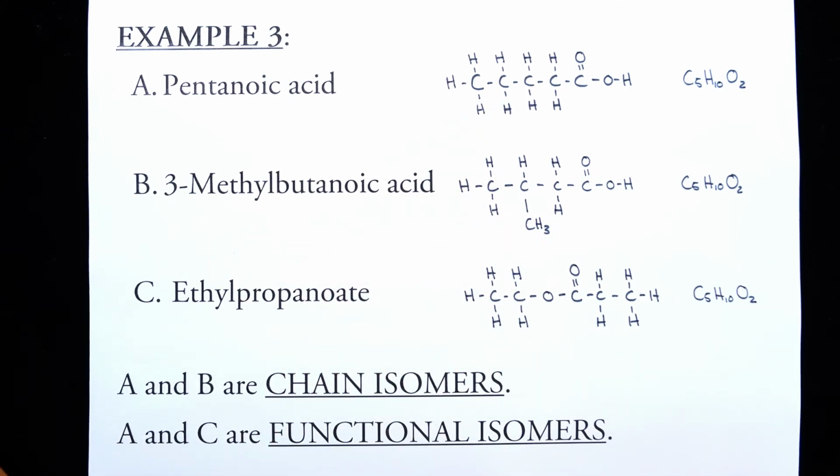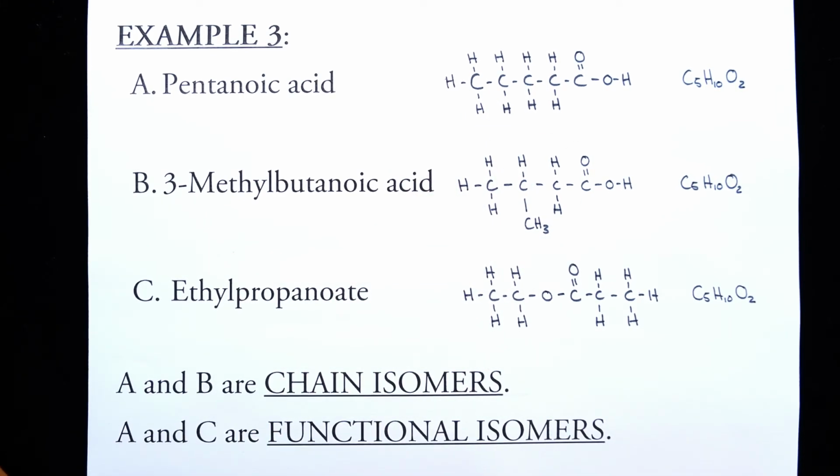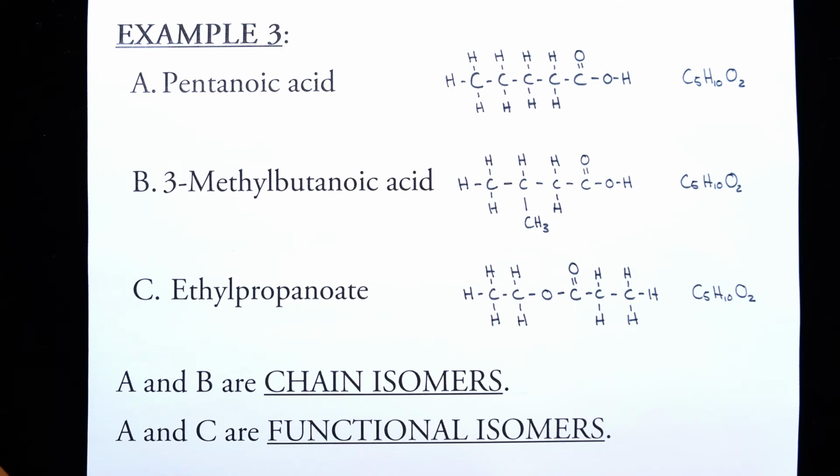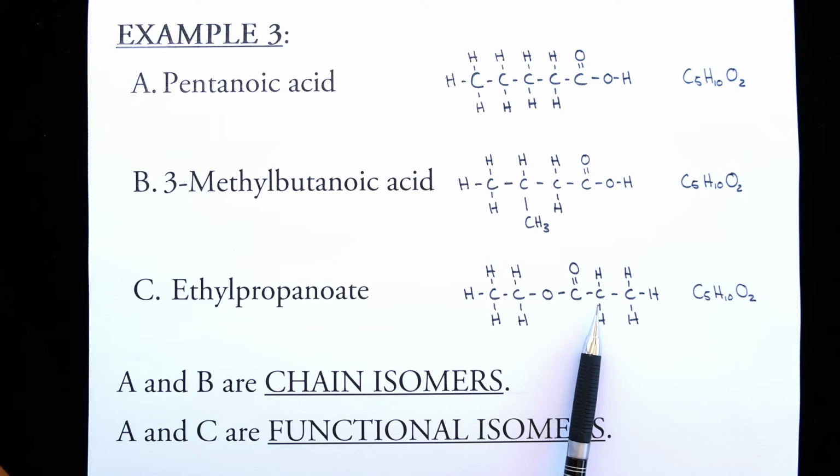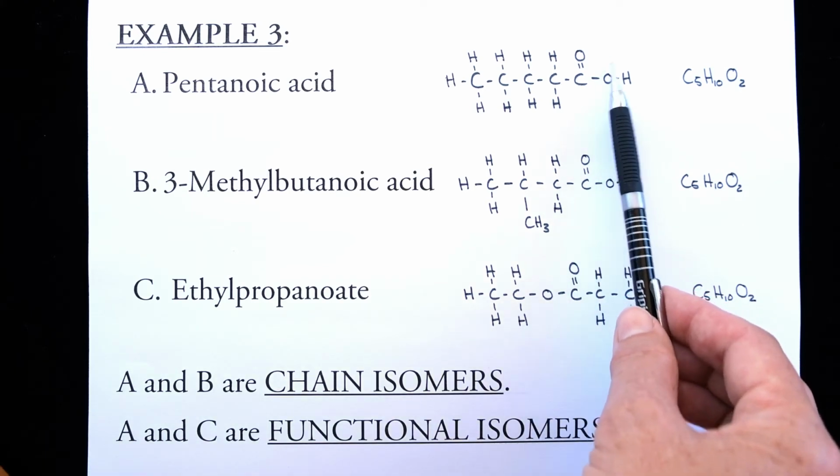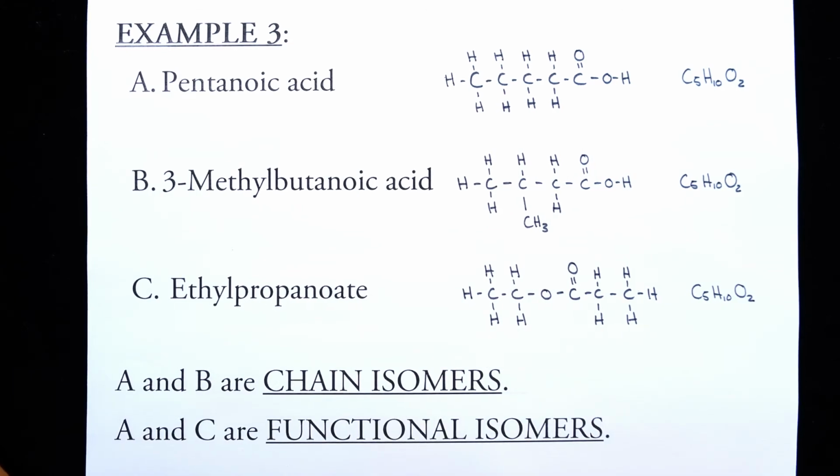Then C, ethyl propanoate. That is an ester. All esters have a double name with something -yl, something anoate. In this case, ethyl propanoate means that it was made from ethanol and propanoic acid. Completely different functional group to the carboxyl group in the first 2.